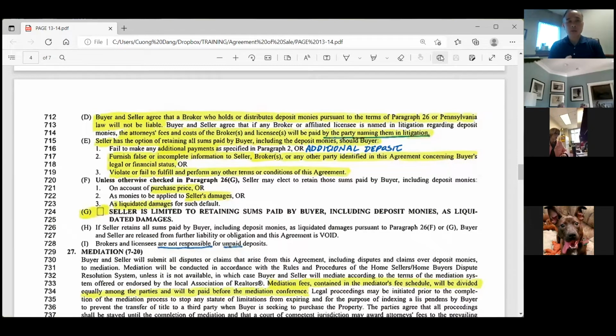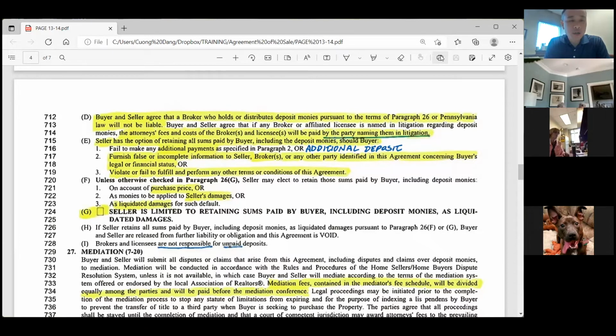Okay. When I read this, actually number 1 was the first one that caught my eye. Fail to make any additional payments as specified in paragraph 2, meaning additional deposits. It's just common sense if they don't fulfill the contract, but it's written clearly there in case you decide to make an offer with a $5,000 deposit, and then after a satisfactory home inspection, you're going to give them another $10,000, and they don't do that. Then according to this, the seller would be entitled to that initial deposit money. Okay.